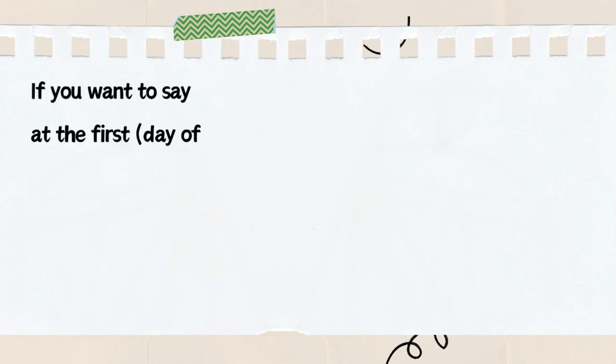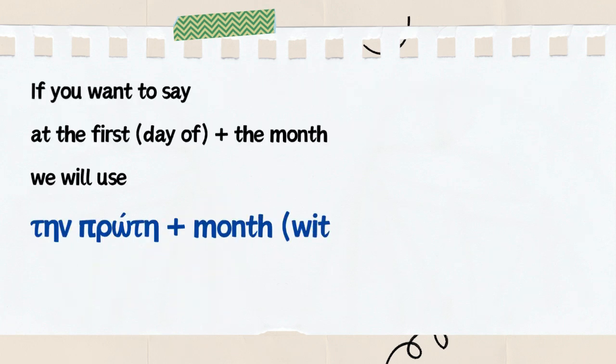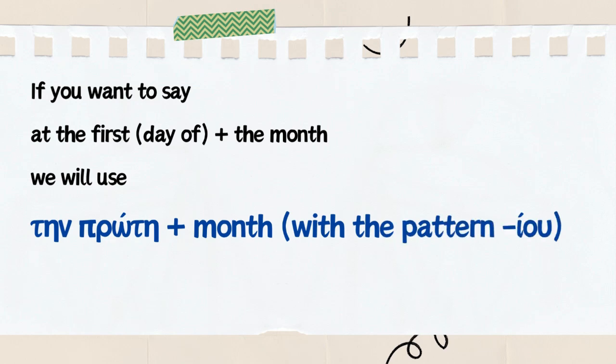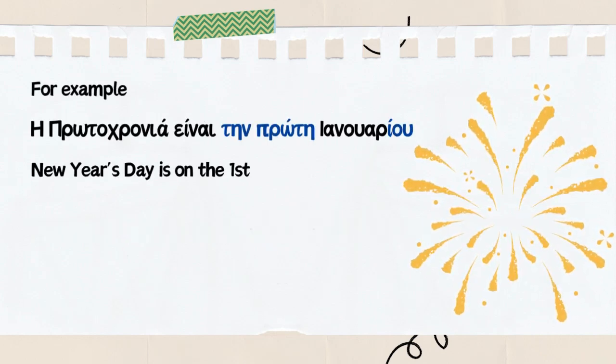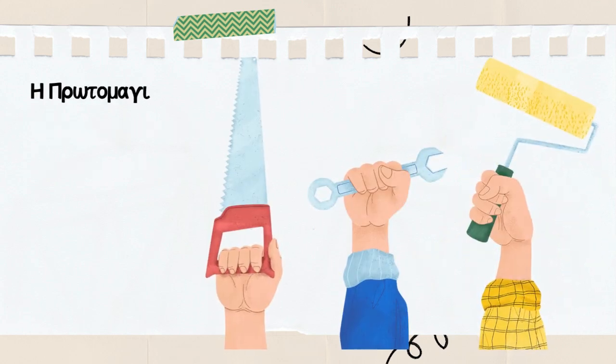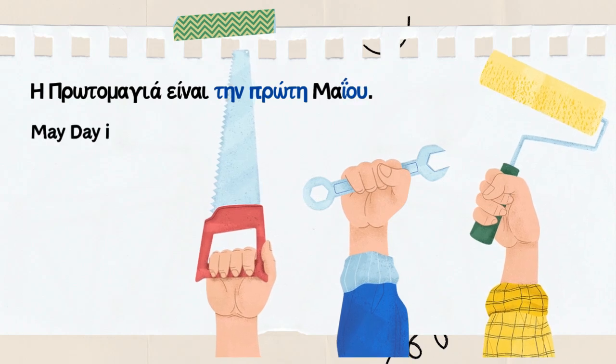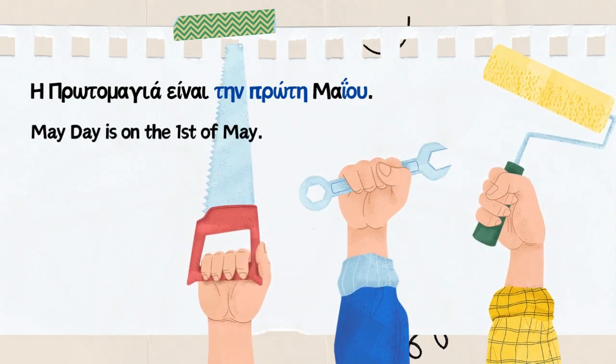If you want to say at the first day of the month, we will use την πρώτη and the month with the pattern ου. For example, η πρωτοχρονιά είναι την 1η Ιανουαρίου. On the 1st of January. Η Πρωτομαγιά είναι την 1η Μαΐου. Την 1η, on the 1st, Μαΐου, of May.